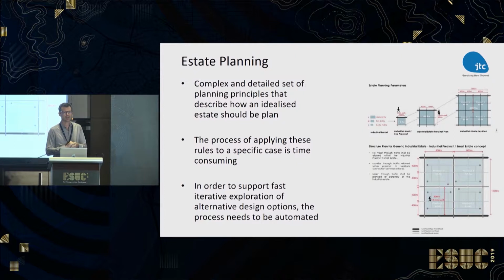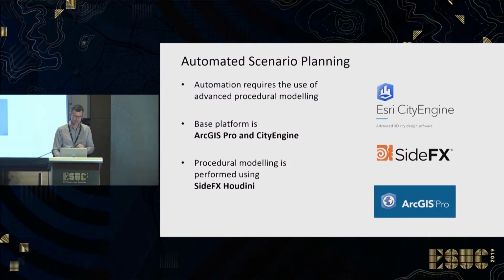Of course, in reality, land does not come in perfect squares. Land comes in funny shapes, and there are streets going through it. So the process of applying these rules and adapting them to a particular context is very time-consuming. If you then want to look at alternative scenarios and try out different options, you end up having to do this over and over again, and obviously that needs to be automated. So the automation process I'm going to talk about today is how, given a particular context, to apply these planning principles to automatically generate 3D models of these estates.